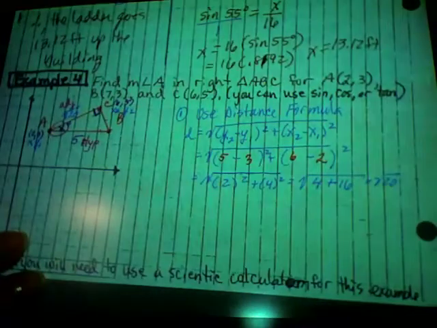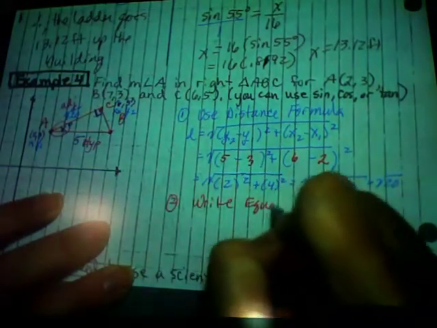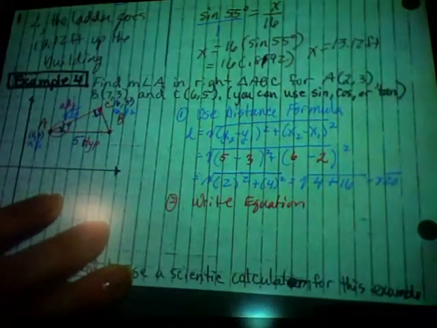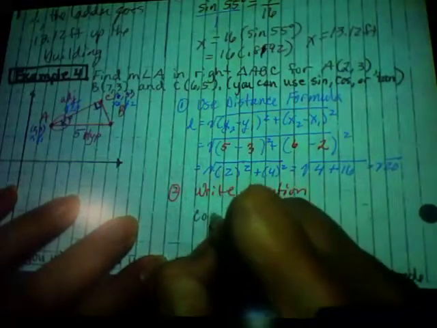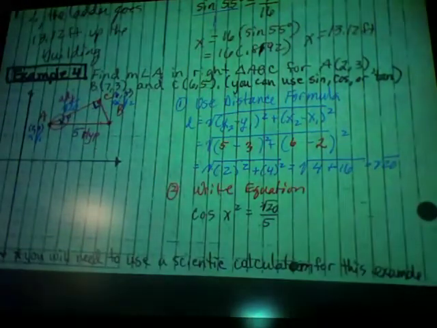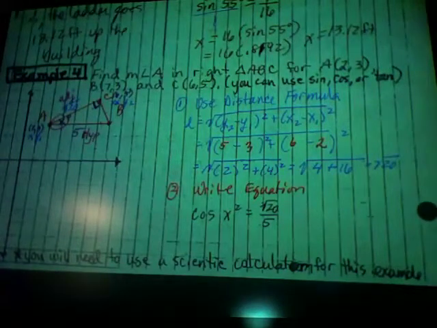So then step 2 is to write your equation to solve. And so we've got cosine of x degrees is equal to, if I do adjacent over hypotenuse, that means I have to do square root of 20 over 5. Well, that's supposed to be a degrees.